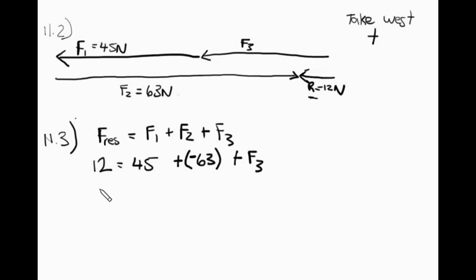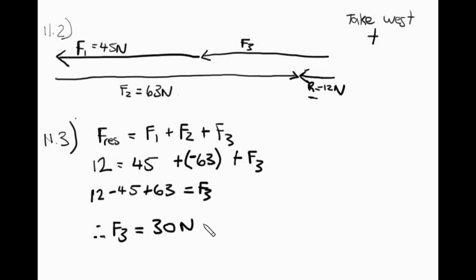We can skip the maths because we can enter that on a calculator, but I will show the math step. If we bring everything over, we should get 12 minus 45 plus 63, which gives us what F3 is equal to. We punch all that in on a calculator and we should get, therefore, F3 is equal to 30 newtons west. And there is our answer.